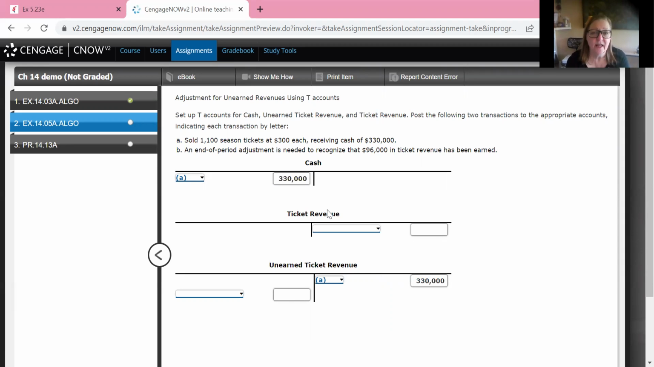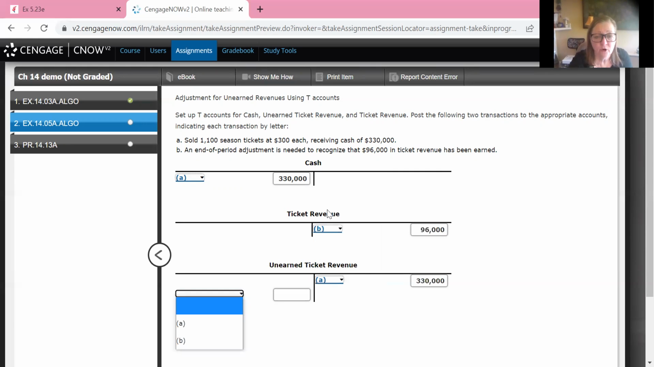Okay, and then at transaction B, at the end of the period, we need to recognize that 96,000 of ticket revenue has been earned. They could have told you how much was still unearned, or they could tell you how much has now been earned. But either way, we know the part that's still unearned remains in the account called unearned. And the part that is now earned goes to the revenue account. So they said we need to recognize 96,000 as revenue. That means we're going to credit the revenue account for transaction B.